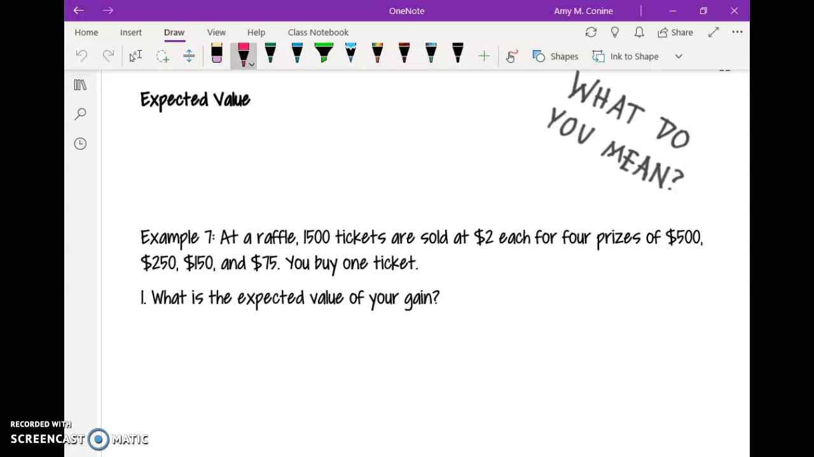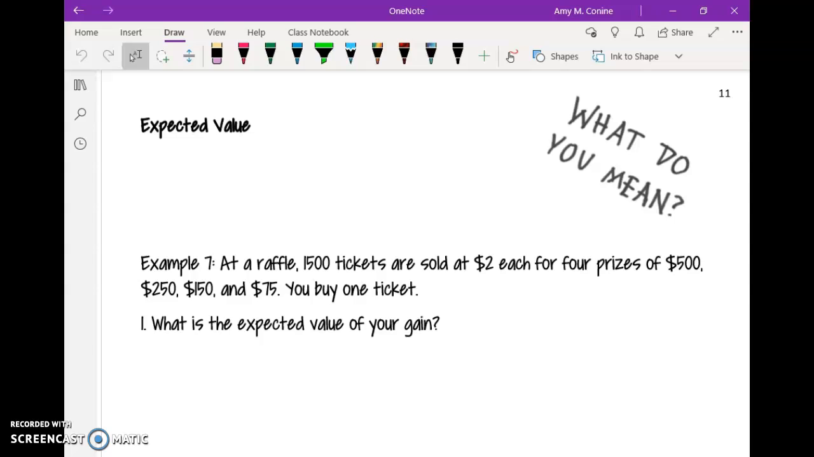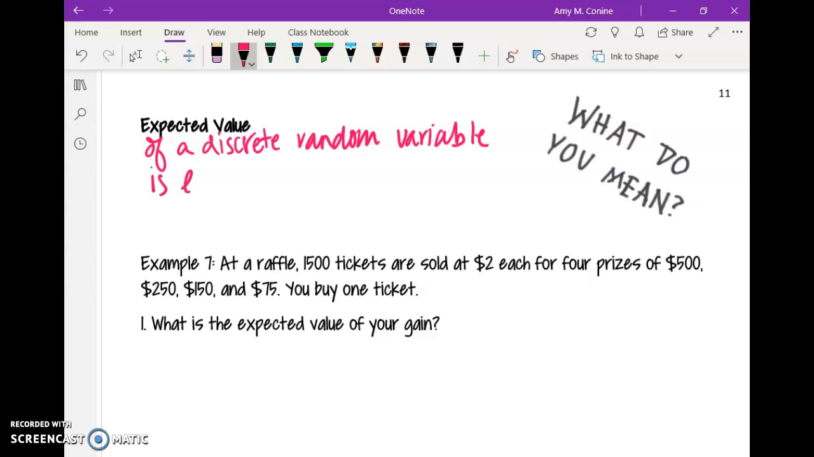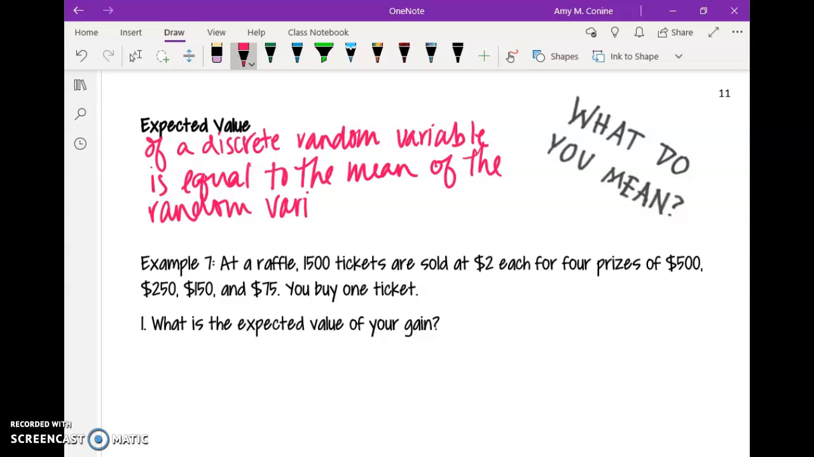All right, so we're going to do expected value. So the expected value of a discrete random variable is equal to the mean of the random variable. And what that looks like is this little formula.